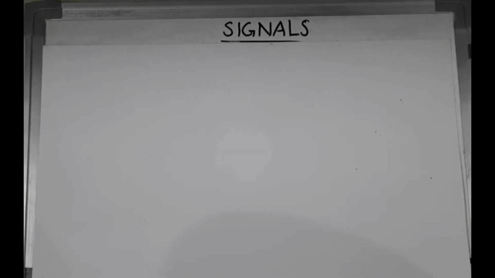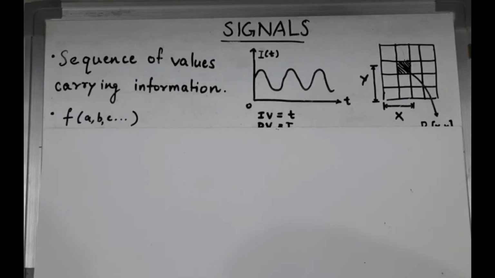Hello, welcome. In this video, we'll learn about signals and then discuss the types of signals that exist. The first question that arises in your mind is, what is a signal? A signal can be defined as a sequence of values carrying any kind of information.